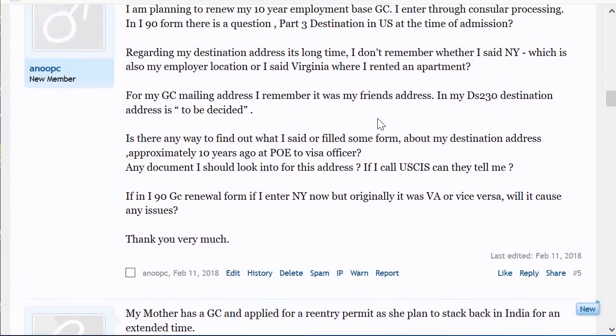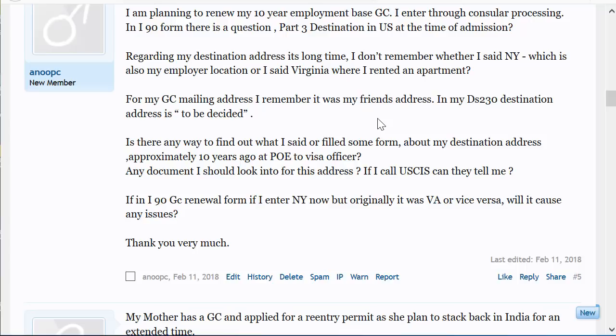Is there any way to find out what I said or filled? Yes, you can always get a copy of your paperwork, which the government has, by filing a Freedom of Information Act request, both with USCIS and Customs and Border Protection. You should be able to get a lot of your documents, pretty much everything that they have on you.